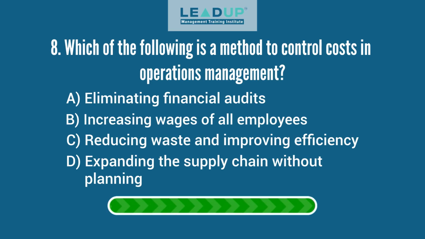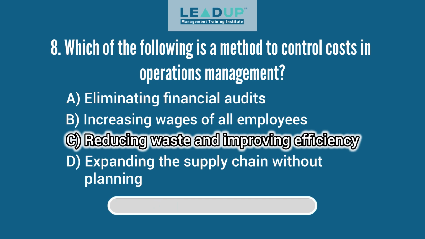Question 8. Which of the following is a method to control costs in operations management? A. Eliminating financial audits, B. Increasing wages of all employees, C. Reducing waste and improving efficiency, and D. Expanding the supply chain without planning. The answer is reducing waste and improving efficiency.